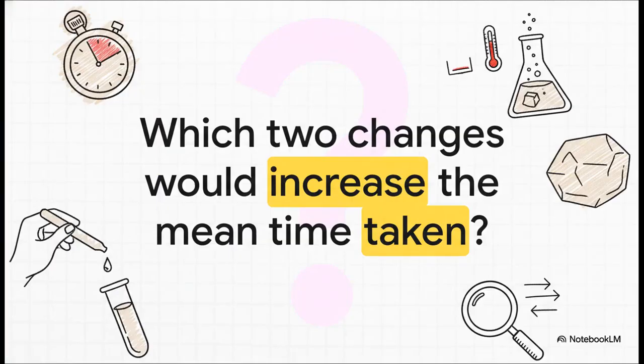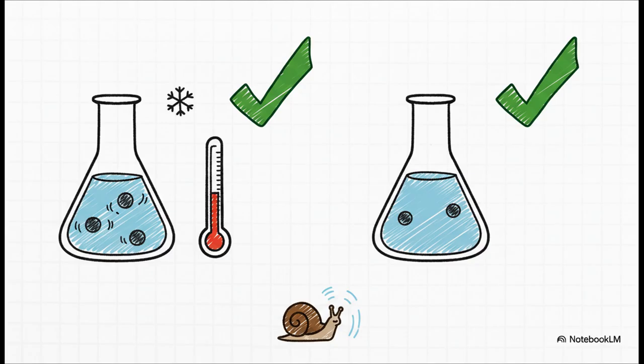Now, you have to read this one carefully. It's a little bit of a brain teaser. It asks what would increase the time. Think about it like you're running a race. If you want to increase your time, you have to run slower. So what this question is really asking is what 2 changes would slow this reaction down? And the 2 correct answers are using a lower temperature and using acid with a lower concentration.